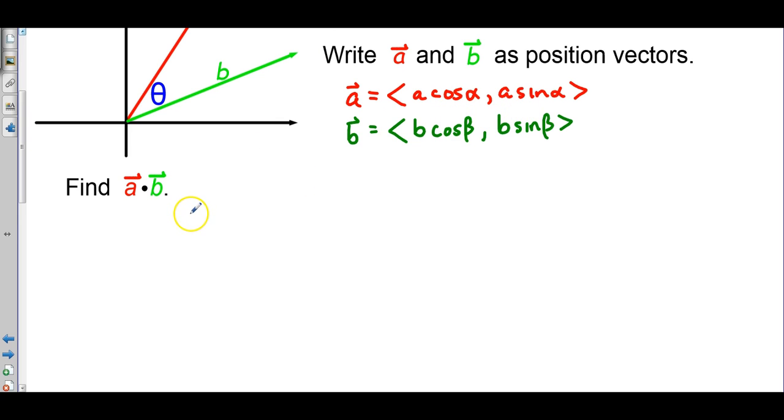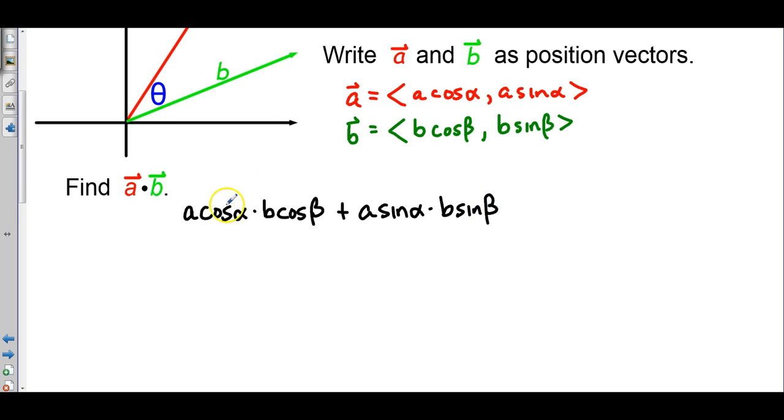So we have A times the cosine of the direction of A. We're going to multiply that by B times the cosine of beta, which is the x component of vector B. And we're going to add that to A times the sine of alpha, multiplied by the y component of B, which is B times the sine of beta.